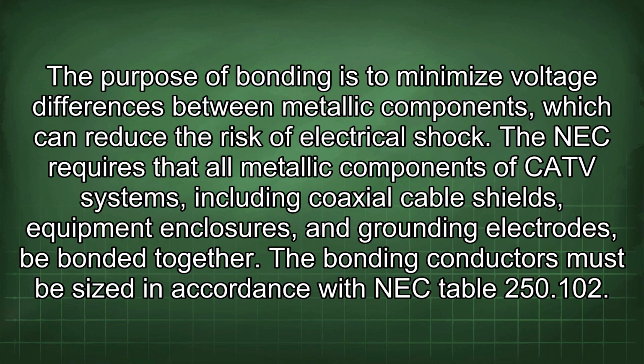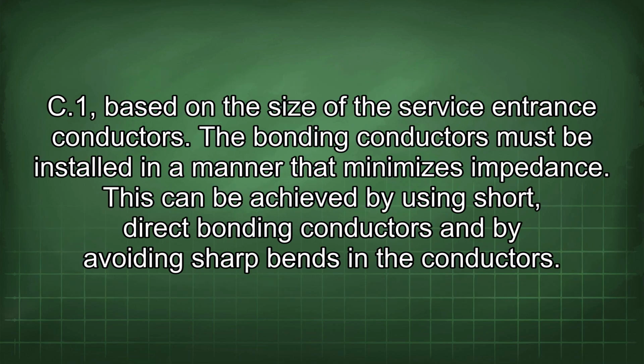bonded together. The bonding conductors must be sized in accordance with NEC Table 250.102(C)(1) based on the size of the service entrance conductors. The bonding conductors must be installed in a manner that minimizes impedance. This can be achieved by using short, direct bonding conductors and by avoiding sharp bends in the conductors.